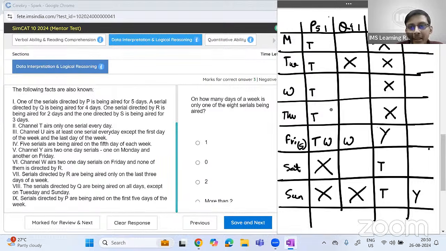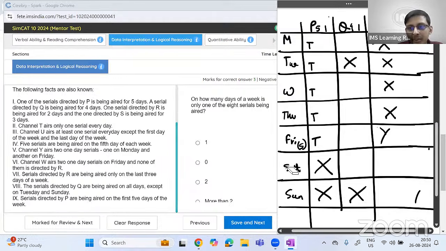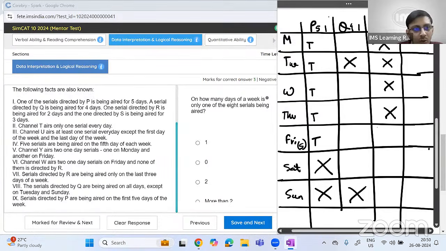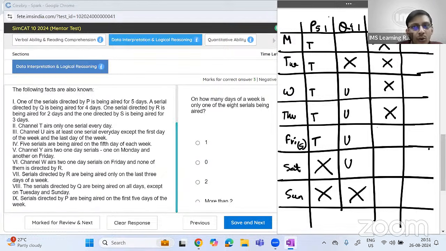There might be some mistake here. Let me check. I think this assumption might have had some issue. Let me check. U is at least one serial, except first and last day. We'll need to have a 4 here. This 4 here, who can they be? We cannot have Y and W, so I think this will have to be U. First day and last day. Now we need to have a U for Tuesday also. Monday, Tuesday.